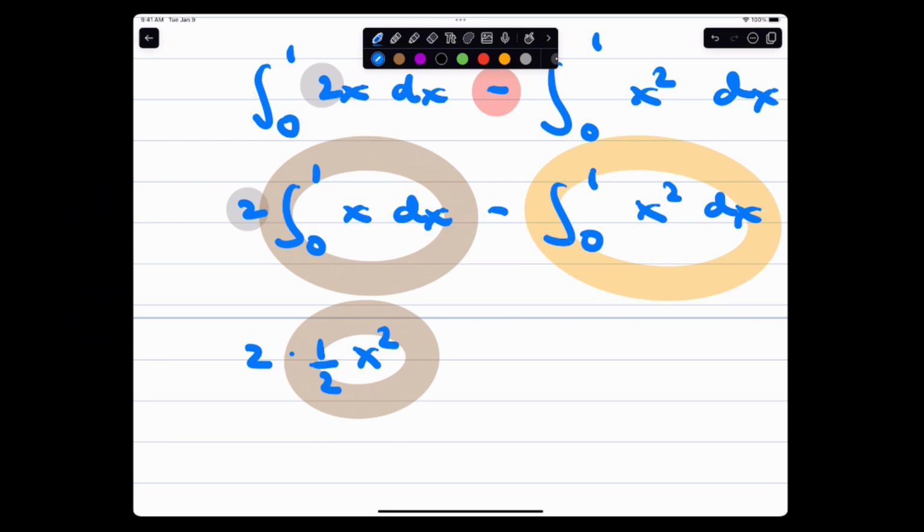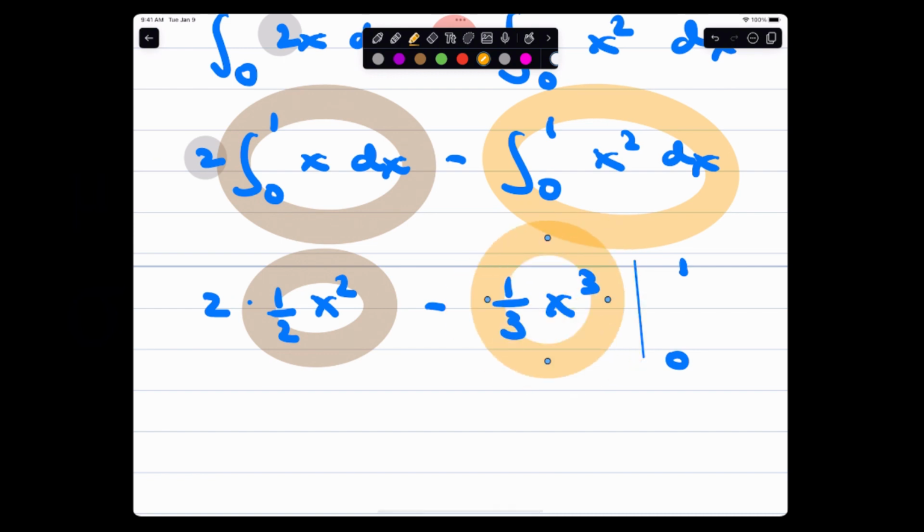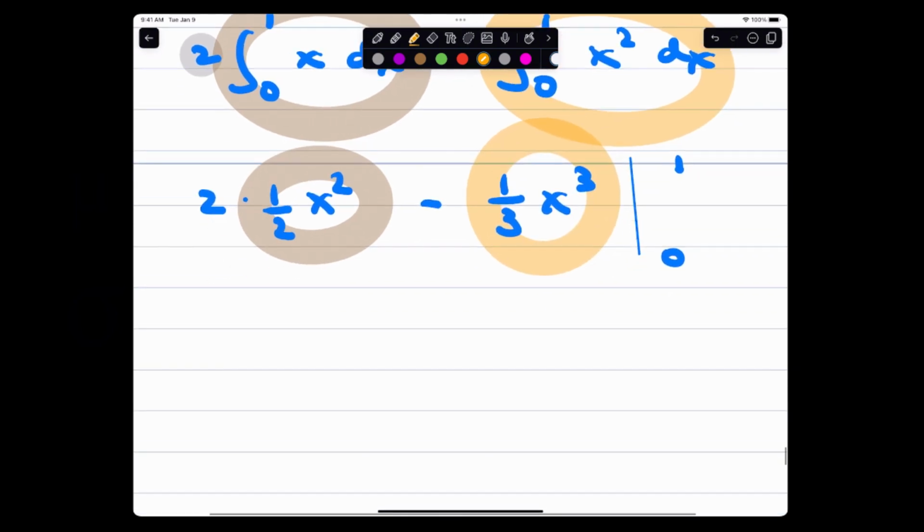And then minus, what's the antiderivative of x squared? 1/3 x cubed. Should I put my c? No, just put your limits. You guys okay with that? So just put your limits. You don't have to put the c there. Okay? Now, I can simplify this because 2 times 1/2, that's just going to be x squared minus 1/3 x cubed. Evaluate that from 0 to 1.